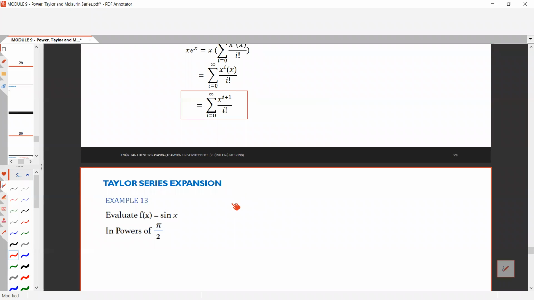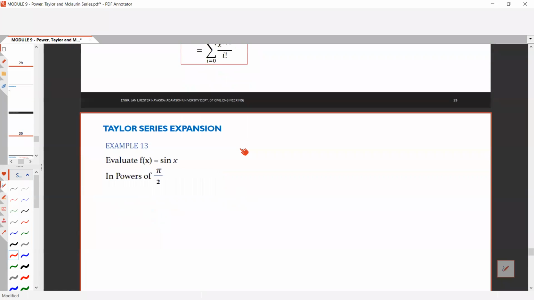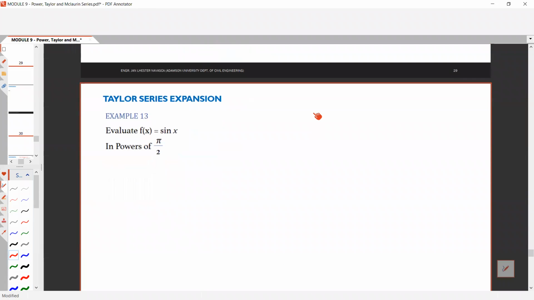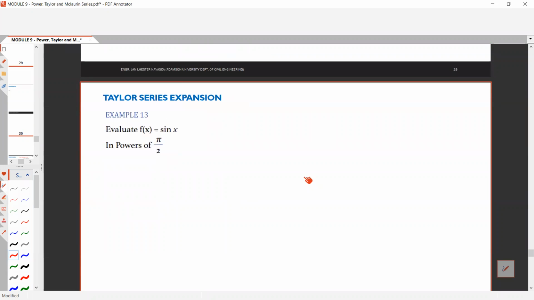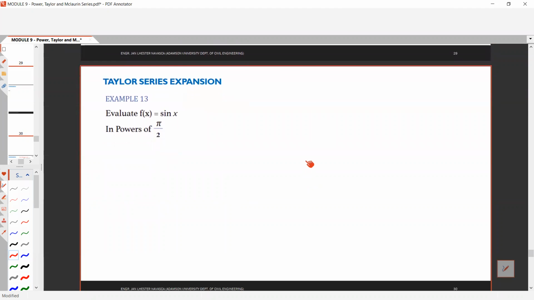Now, enough for Maclaurin series. So, Taylor series expansion naman tayo. So, for the Taylor series expansion, the same lang din yung process. However, this time, meron tayong centered value. So, meron tayong a. Kasi nga, ang a natin dito is not equals to 0.